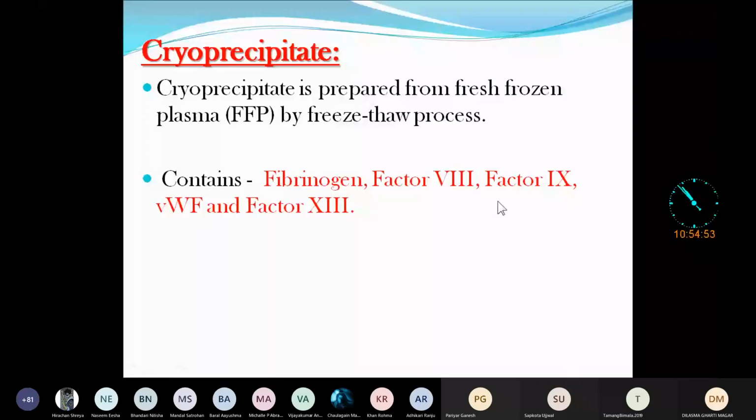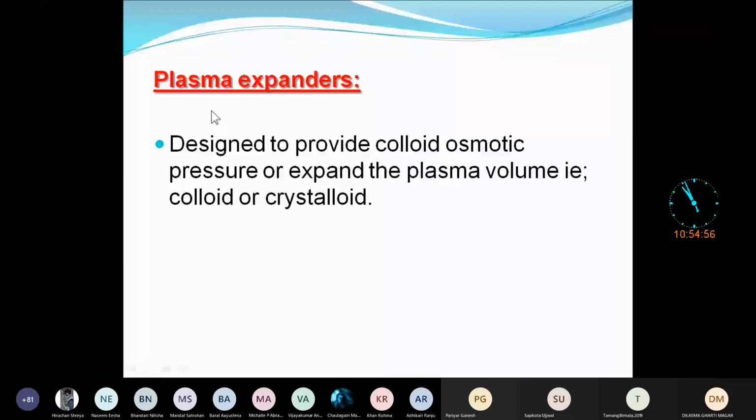Now we'll come to the plasma expander. A plasma expander is designed to provide colloidal osmotic pressure or expand the plasma volume; it may be a colloid or a crystalloid. If a person has bleeding, there will be blood volume loss in the body. So we want to give some fluid to those persons until the time arrangement for the blood is made, and we will give the plasma expander.